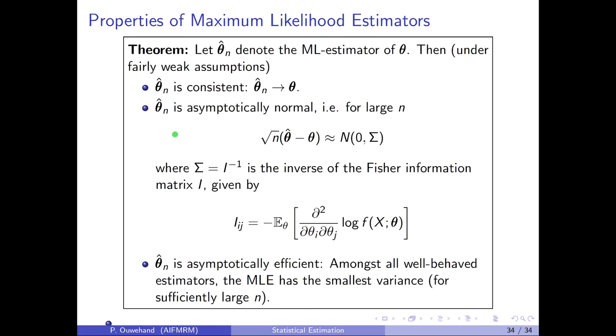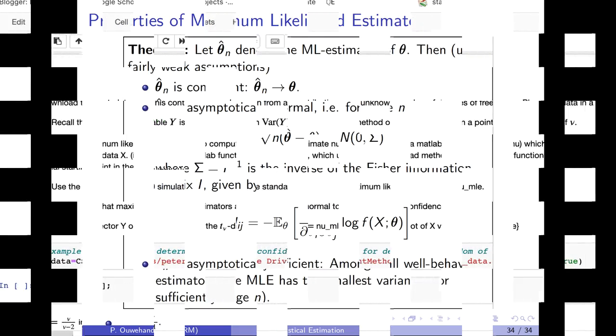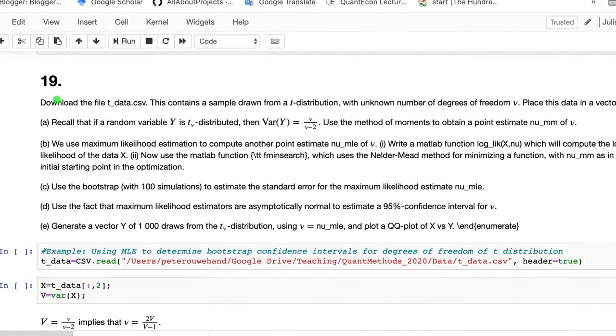As for the method of moments estimator, asymptotic normality is useful for constructing confidence intervals based on a normal approximation. One final example.